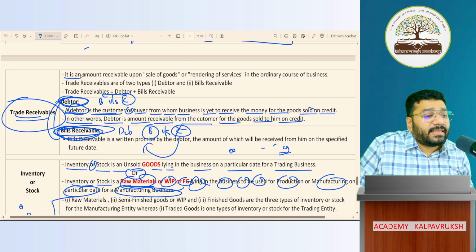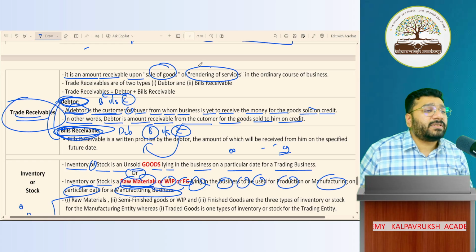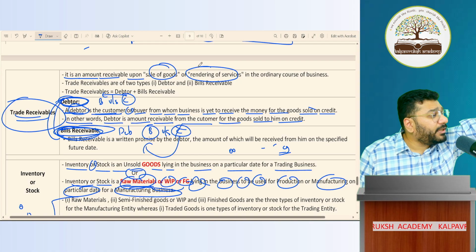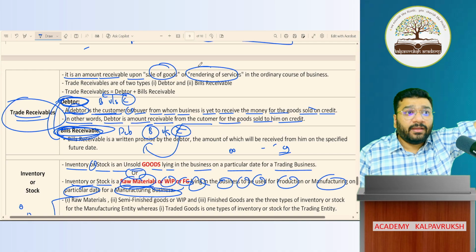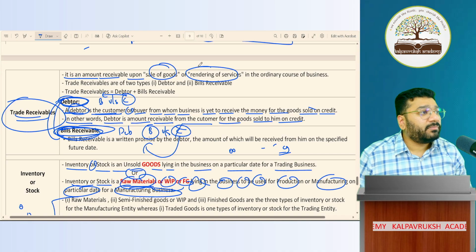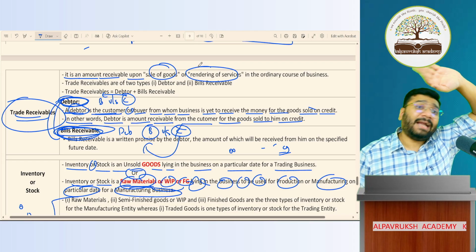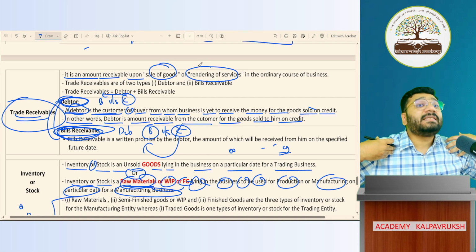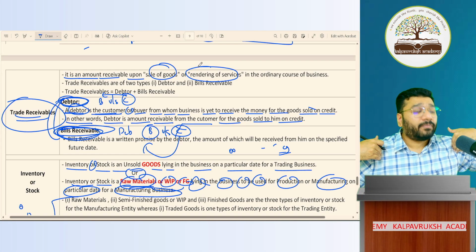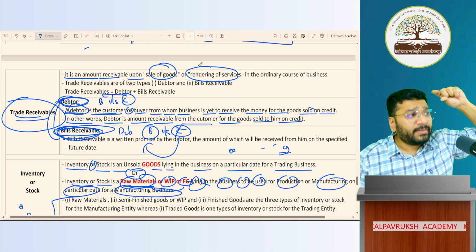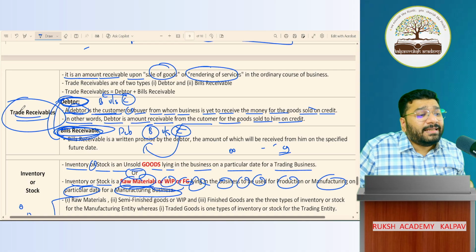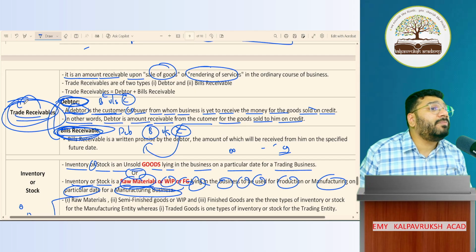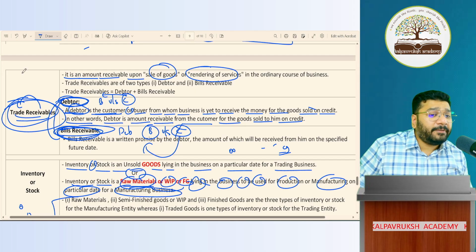Trade receivable is an amount receivable upon sale of goods or rendering of services. Imagine I gave services to you. What service am I giving you? 11th accounts teaching service, correct? Imagine I collect the money at the end of the year, after I complete all the coaching services. Until I collect the money, your amount is receivable to me. So until I get the money from you, that money which I'm supposed to collect from you is called trade receivable. The receivable which is supposed to happen in the normal course of trade or business is called trade receivable. Got it? Not got it?